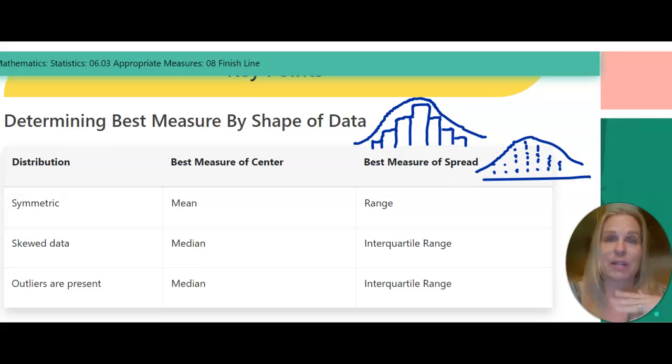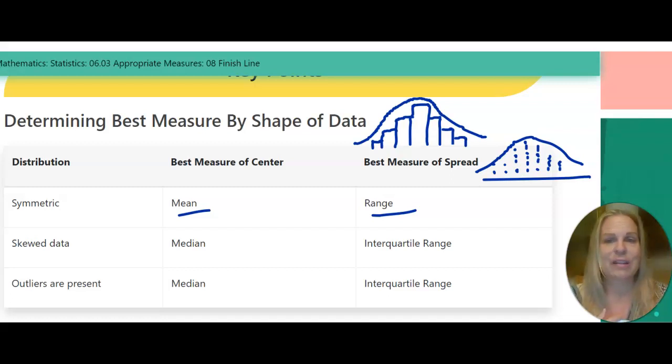Now, sometimes we have data where all the points are on one side or the other, or the bars are really tall on one side and really short on the other, and that's called skewed data. If our data is symmetric, we're going to use the mean to find the measure of center, which is the average: add them all up, divide by how many numbers you have. And we're going to use the range as the measure of spread, which is just the biggest number minus the smallest. If we have skewed data, we're going to use the median, which is finding the middle.